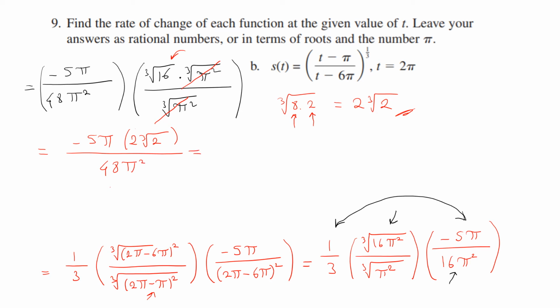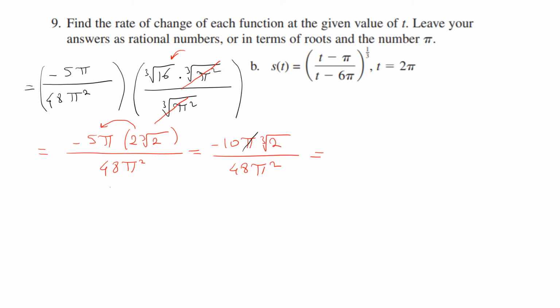And now I see I can actually multiply 2 by 5, which will give me negative 10 pi, and then cube root 2 all over 48 pi squared. Now I can go ahead and cancel this pi, divide each side by pi, which will only divide 1 pi over here, so I still have that pi left. And I'm also going to divide both sides by 2 because it's divisible. So if I divide this by 2, I'm going to get 24. And if I divide this by 2, I'm going to get 5. So my answer is going to be negative 5 cube root 2 all over 24 pi. And that's going to be my answer.